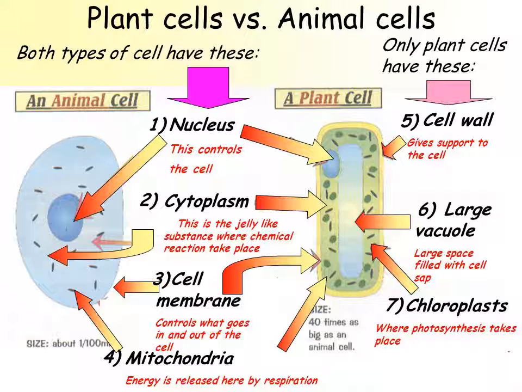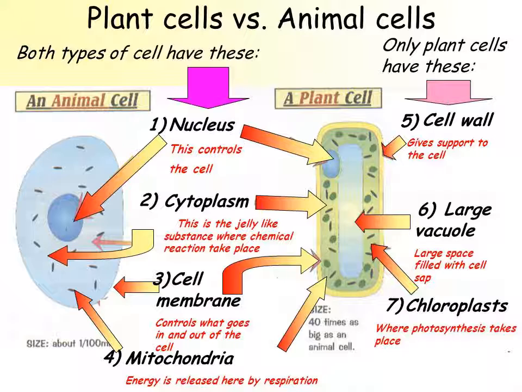This slide compares and contrasts plant cells with animal cells. So how are they the same? They have a nucleus. This has the genetic information for that cell. The cytoplasm is a jelly-like material where movement is conducted within the cell. The cell membrane keeps the structures of the cell separate from the environment, and the mitochondria is where energy molecules are made within the cell.